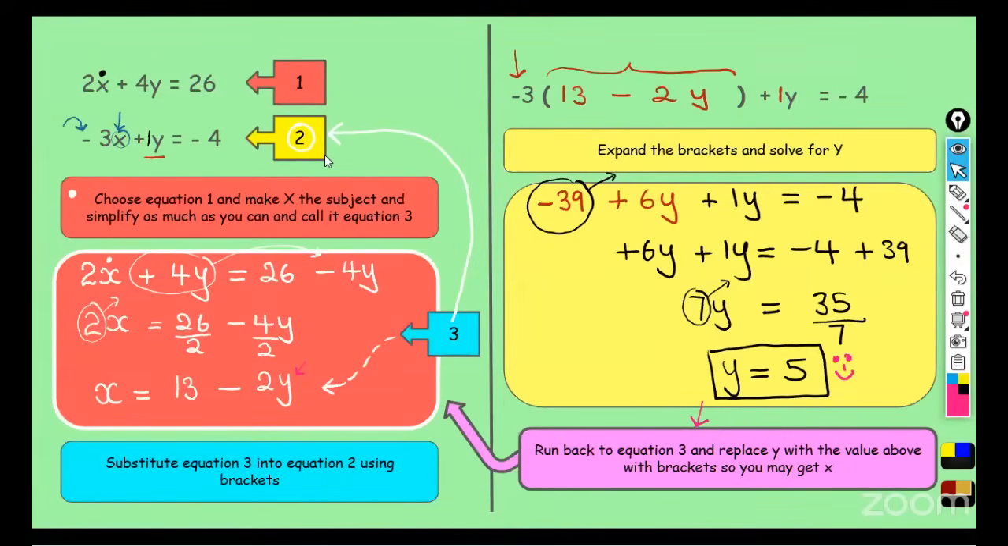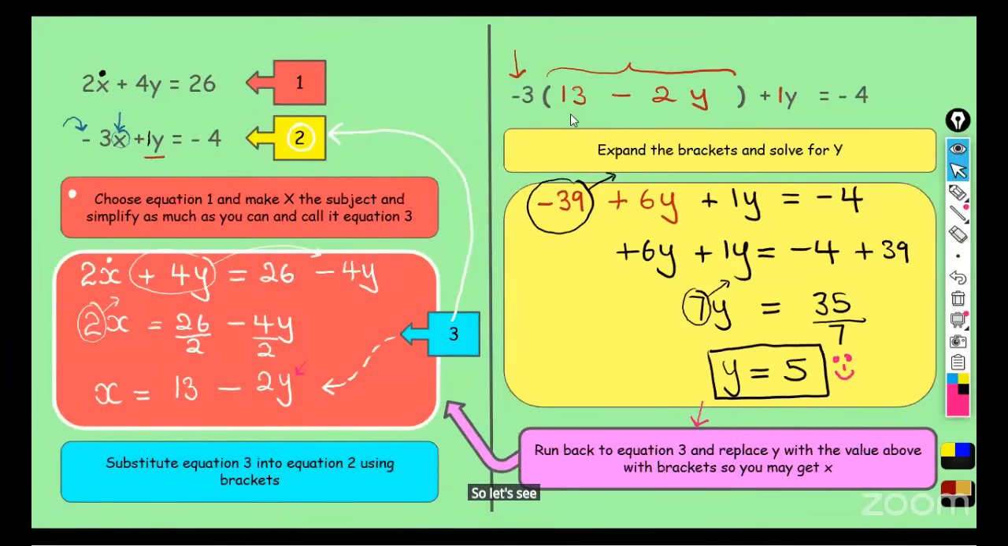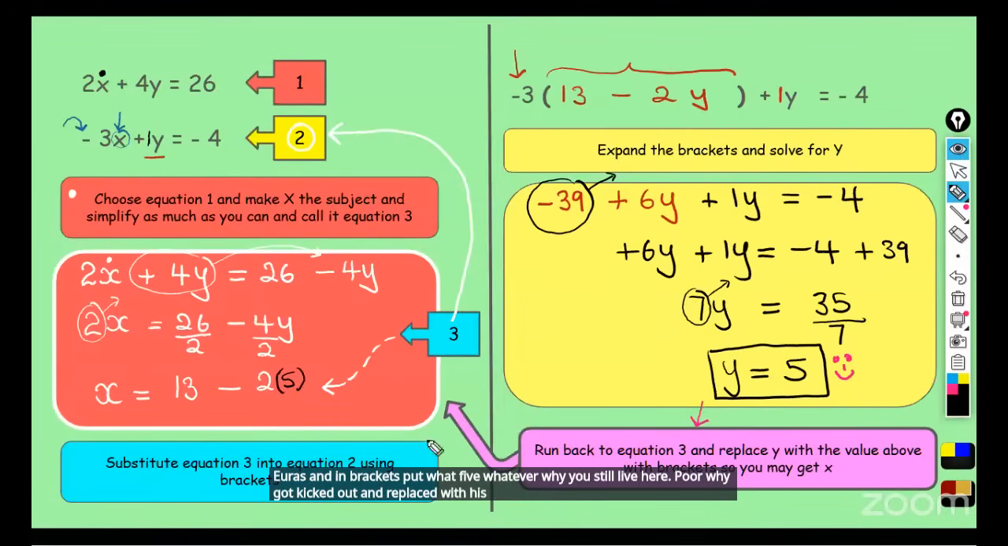If you got x as -1, check back your answer. x is not -1. Plenty of people said -1. All right, so let's see. I'm going to erase the y here, right? Boop, erase him. And in brackets, put what? 5. Remember, y used to live here. Poor y got kicked out and replaced with his real value, 5.